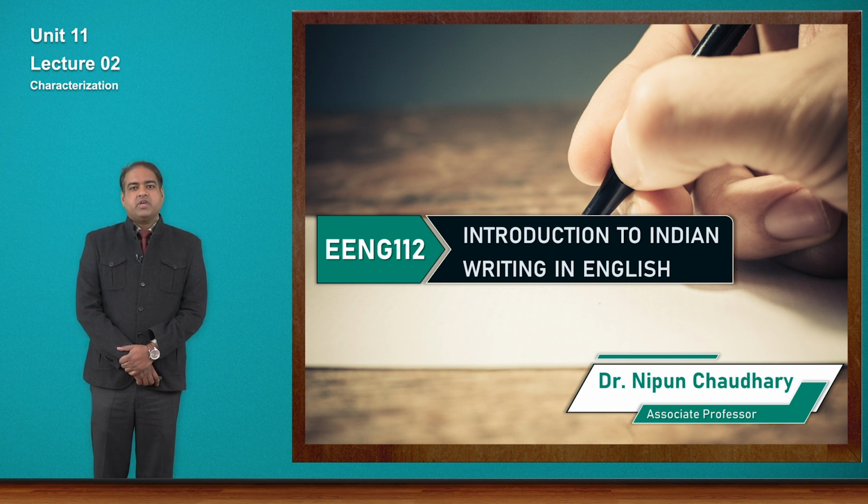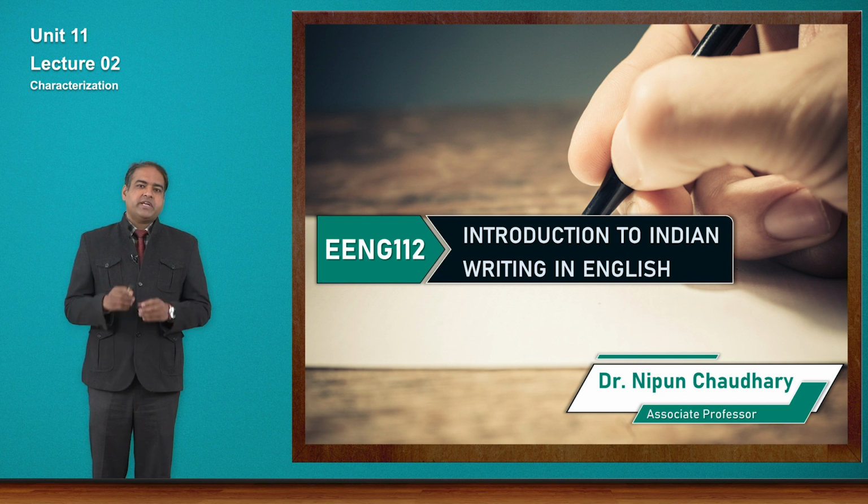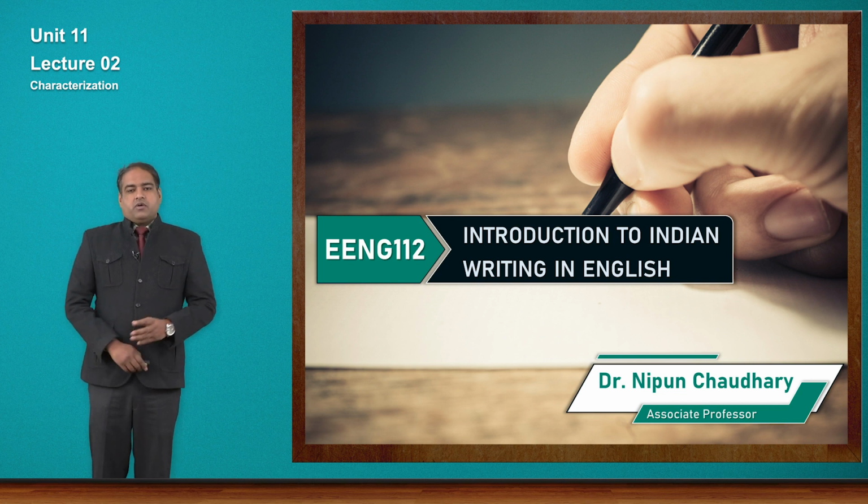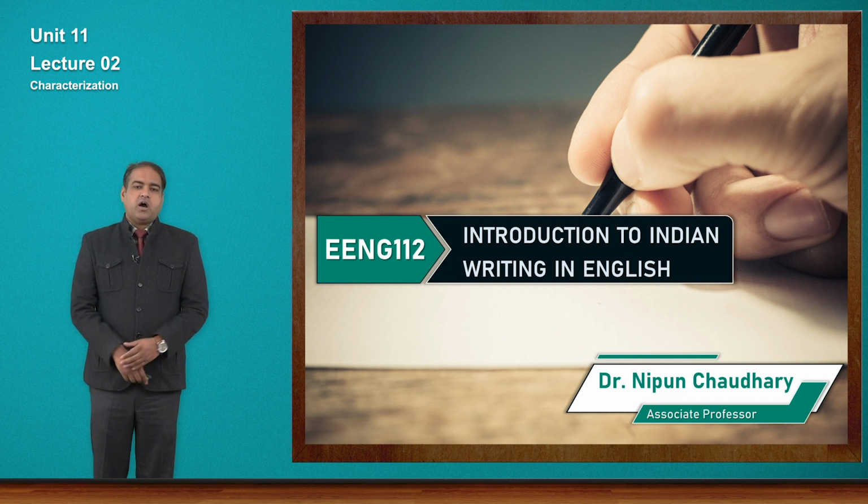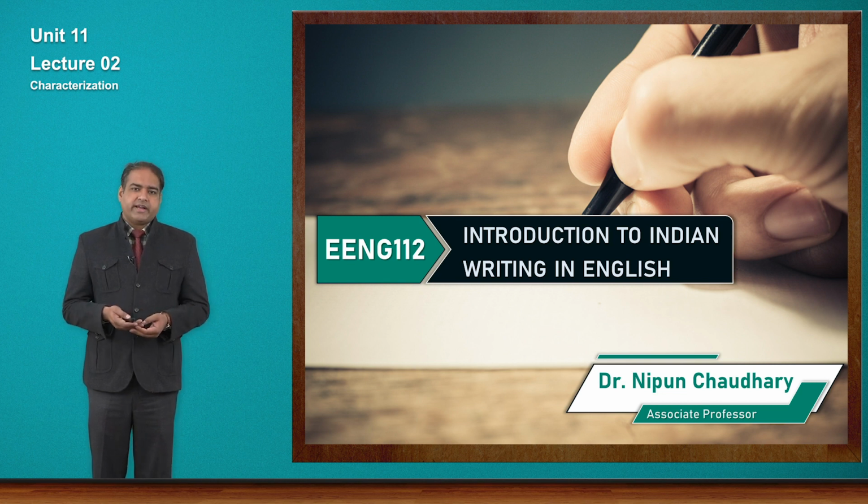Friends, we are on Unit 11 and in the last class we started a very important award-winning text in Indian writing in English. The name of the text is The Inheritance of Loss by Kiran Desai. In the last class, we discussed the detailed plot, how the story moved forward, and what is the condition of the characters at the end of the story.